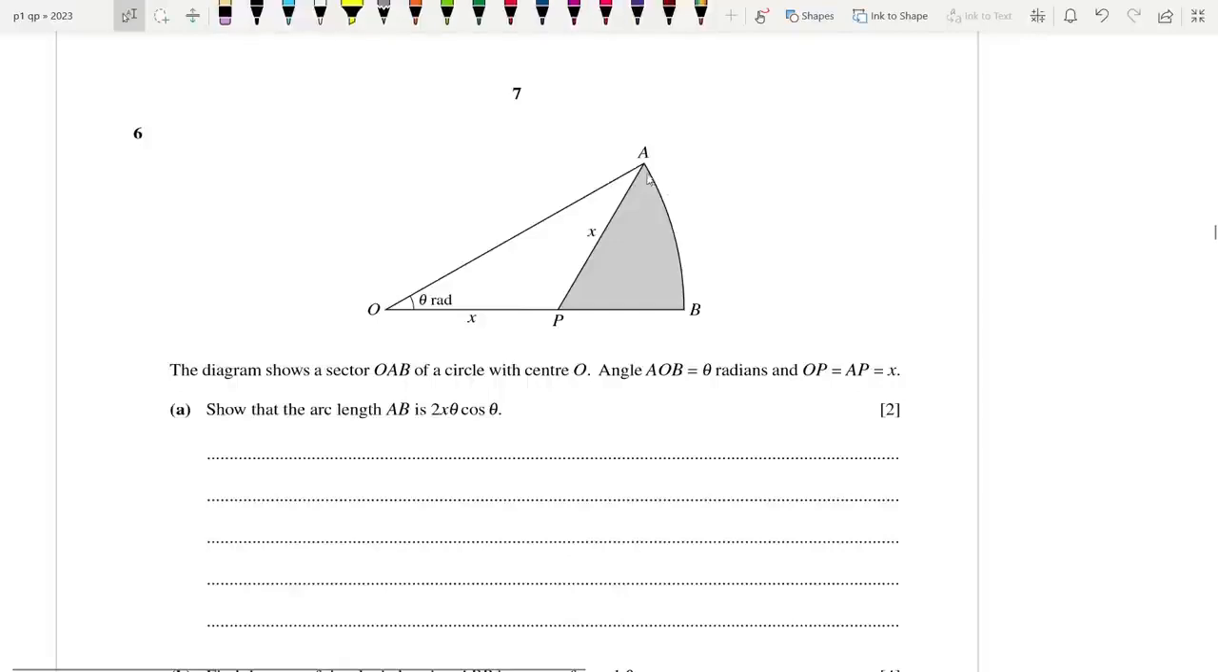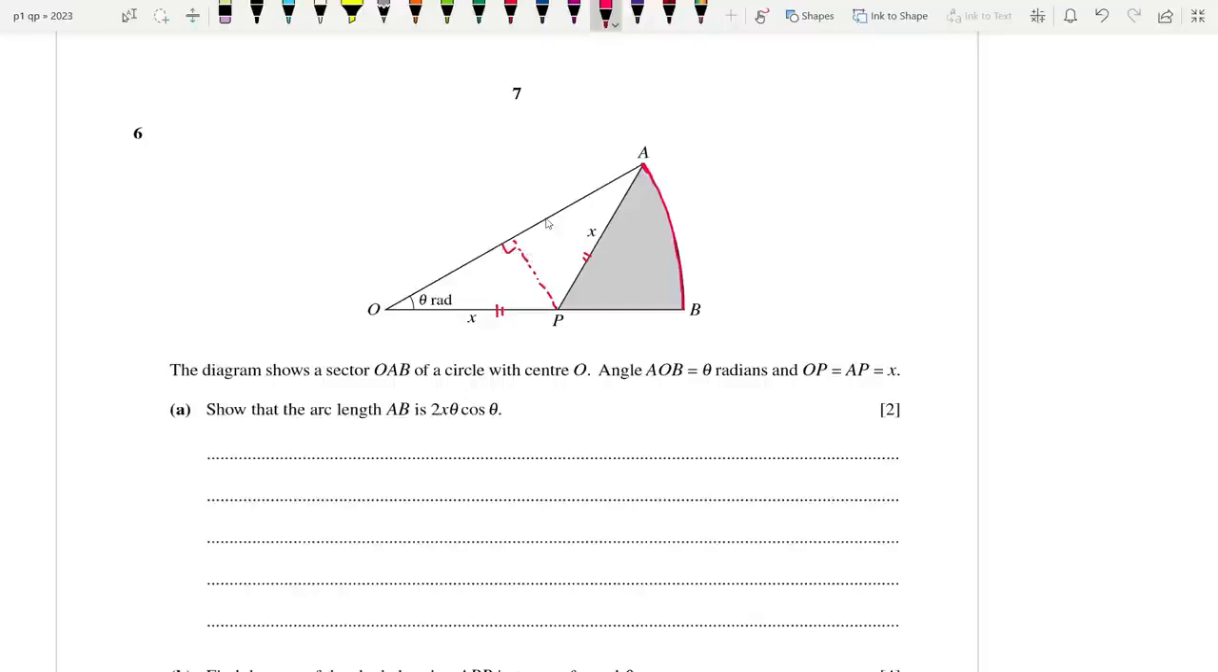So arc length AB, this is what we need to find out. S is equal to r theta. And we know that these lengths are equal. We also know that AOB is theta. We need the value of OA. So you can actually approach this using sine rule or cos rule, but it would be too complicated for AS level. So we can just go for this.